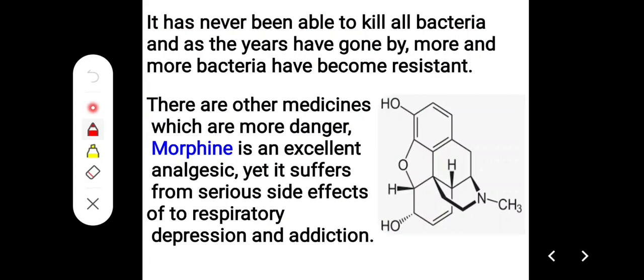Okay. Now we have to consider that there are other medicines which are more dangerous. That means morphine. Morphine is also more dangerous because it is an extended analgesic. This is the morphine structure.